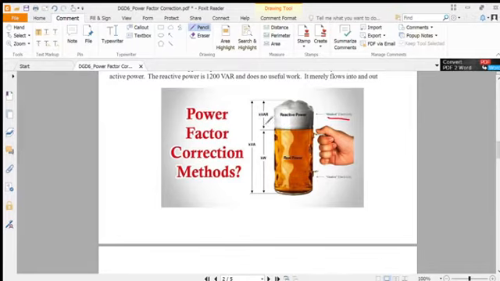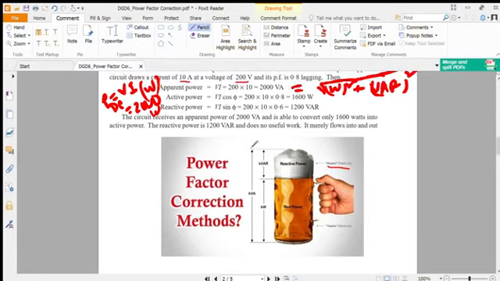This is kVA, and the total is kVA. For the DC circuit, this kVA equals kilowatt. So our objective is to get more active power or real power here. So we need to reduce this kilovolt amperes. We need to reduce this one. If we increase the amount of beer here, then we'll get more beer. So how can we reduce this kVA rating? The most common way is using the capacitor.